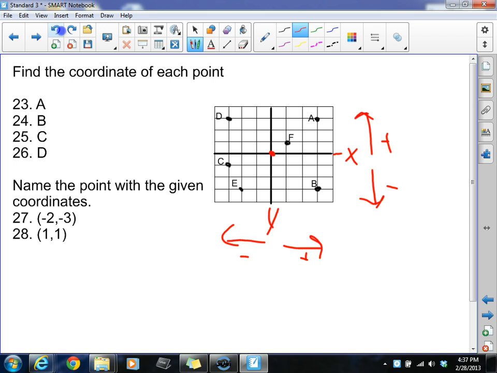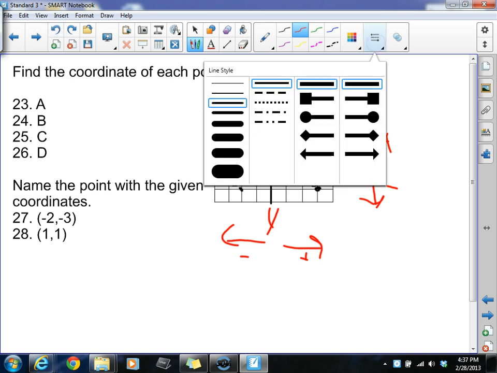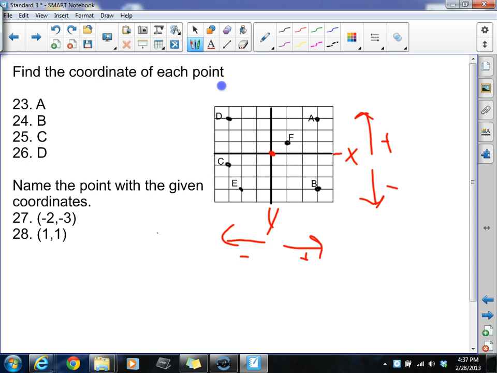So, let's go and start. Let me make this actually a little bit smaller. There we go. Alright, so my first one. So, let's find A, the coordinate plane of A. So I'm going to start at 0, 0, go 1, 2, 3. 1, 2, 3. So I moved over 3 on the x-axis, and on the y-axis I went up 3 as well. So my coordinate for that one is going to be 3, 3.